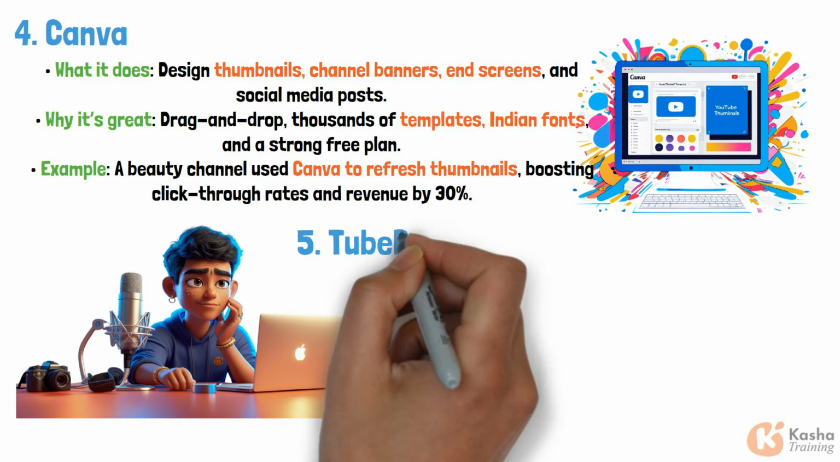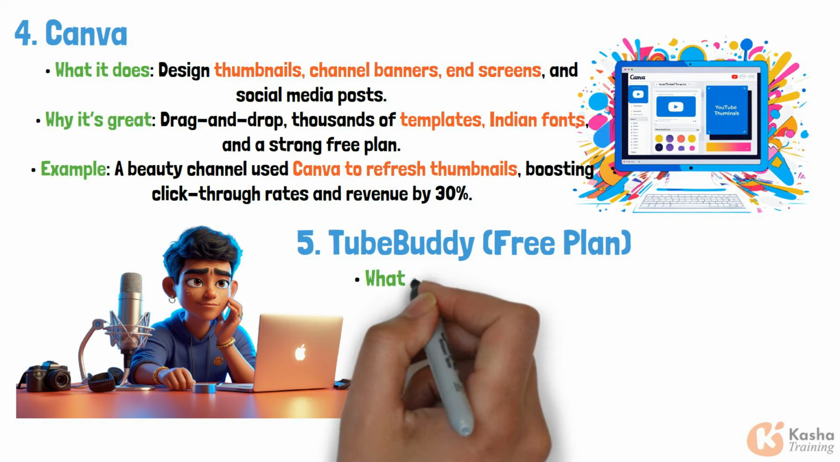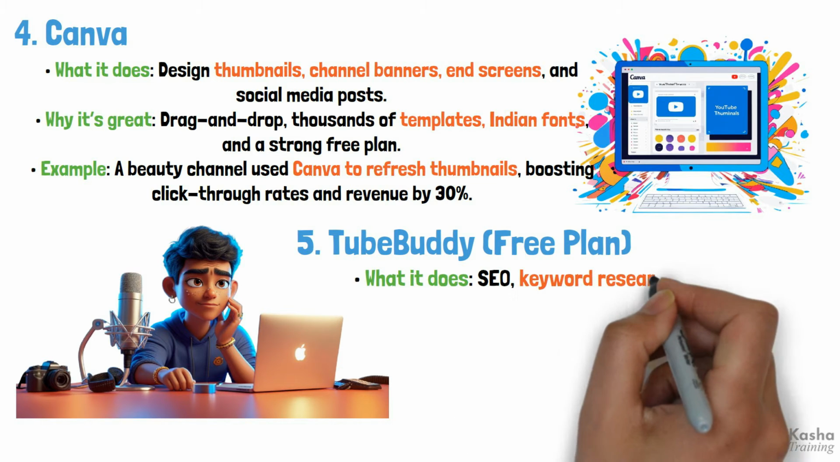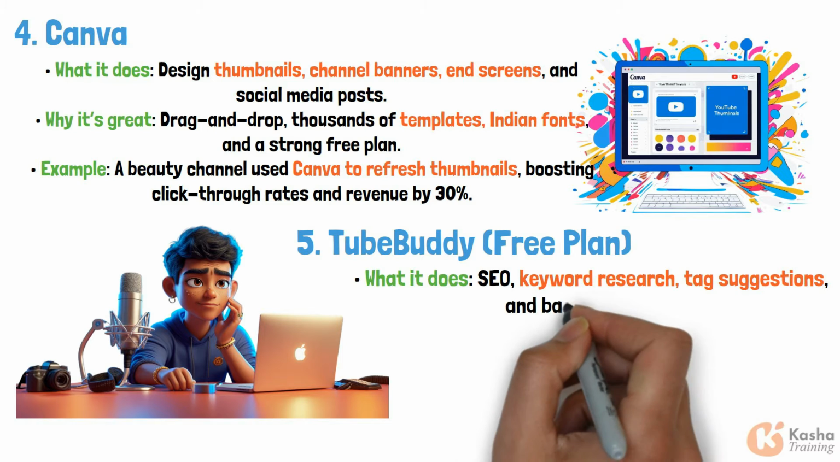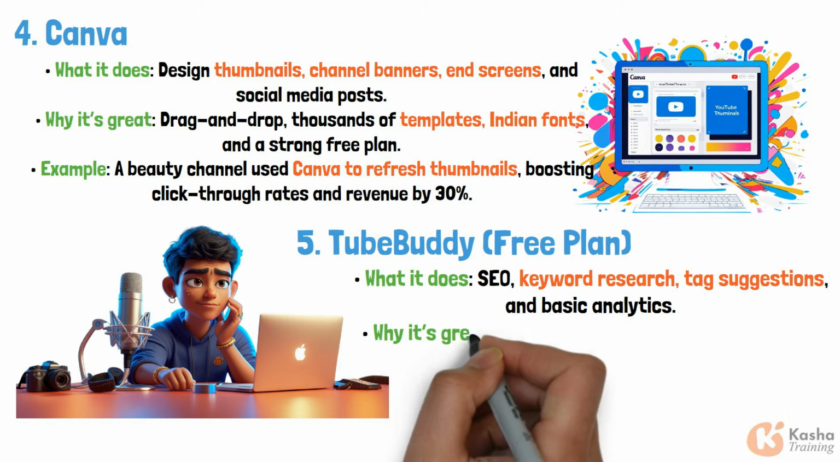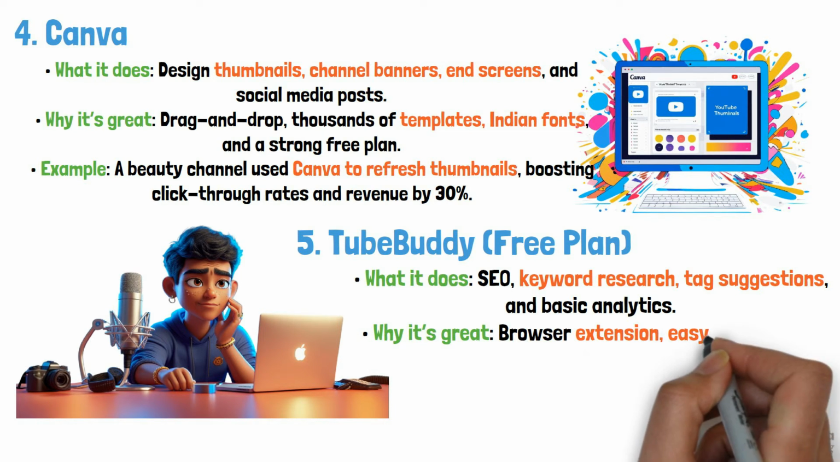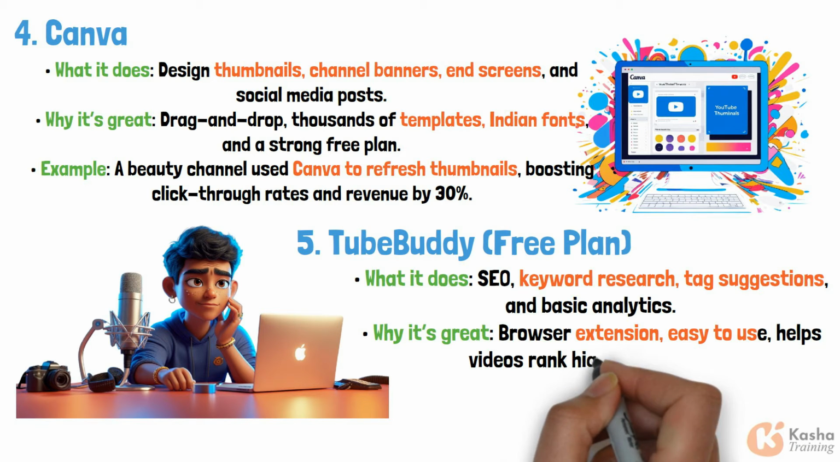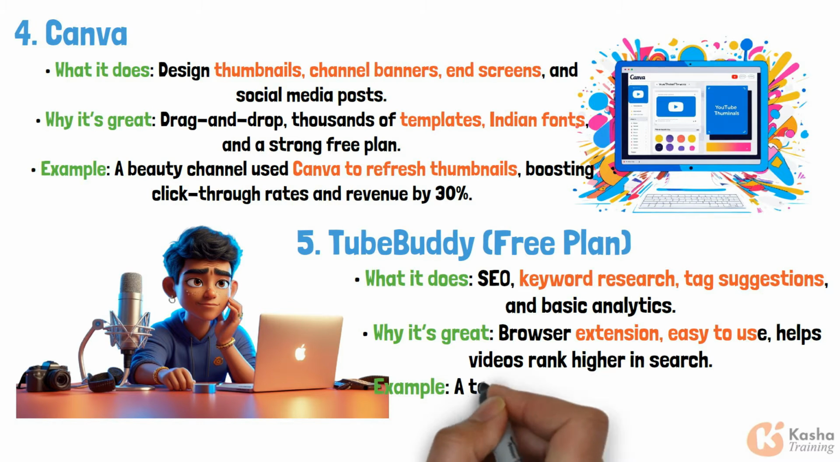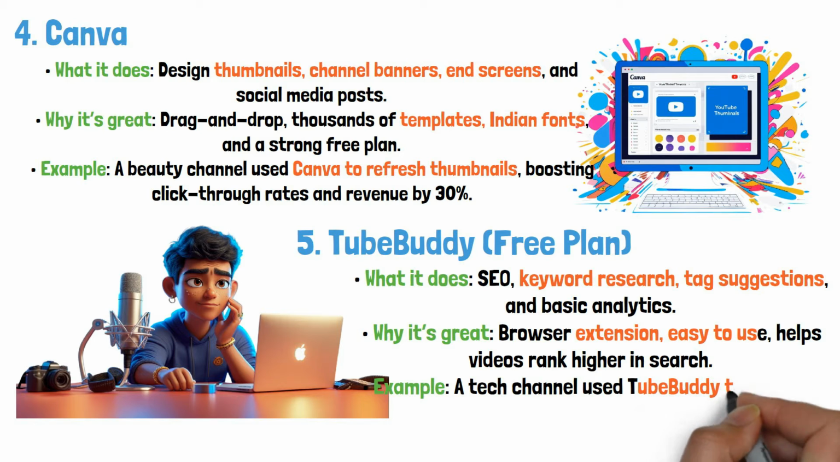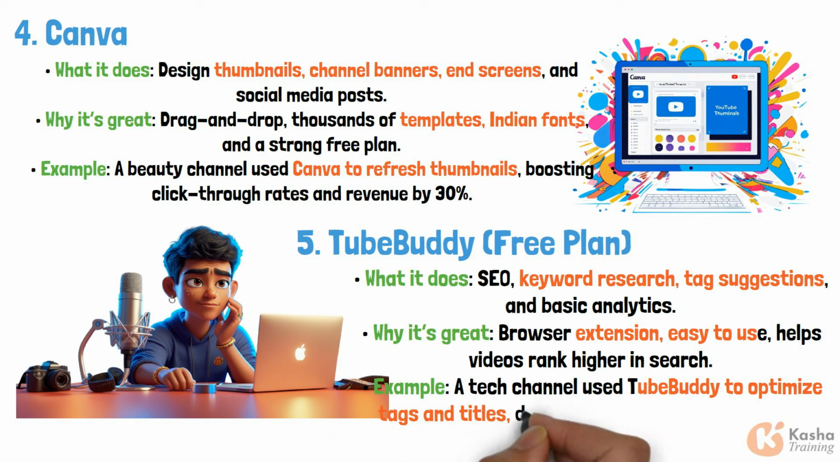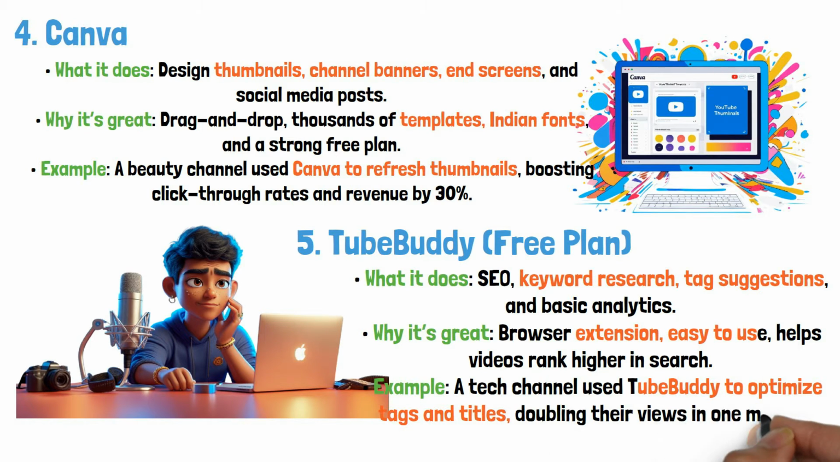5. TubeBuddy, free plan. What it does: SEO, keyword research, tag suggestions, and basic analytics. Why it's great: browser extension, easy to use, helps videos rank higher in search. Example: a tech channel used TubeBuddy to optimize tags and titles, doubling their views in 1 month.